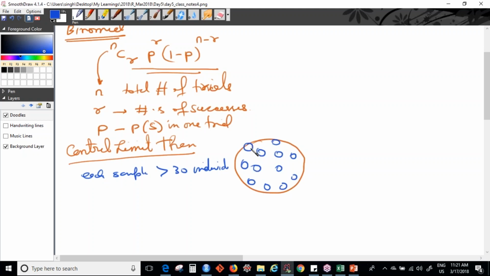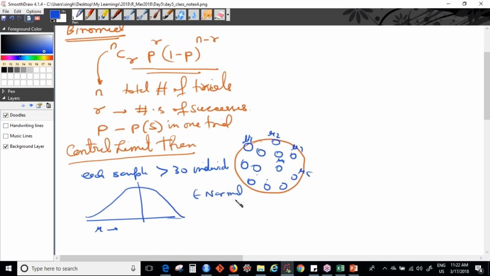Okay. You just have to make sure that each sample is greater than 30, and if you find the average of each sample, so mu1, mu2, mu3, mu4, mu5 and so on. If you find the average of each sample and then you draw a histogram of the averages. So this is all mu's together. If you draw a histogram of the averages, the histogram will always look like a normal distribution.